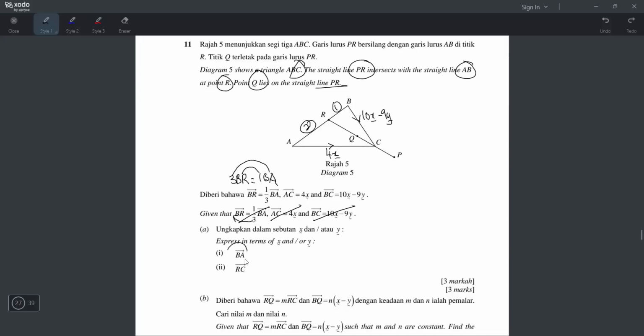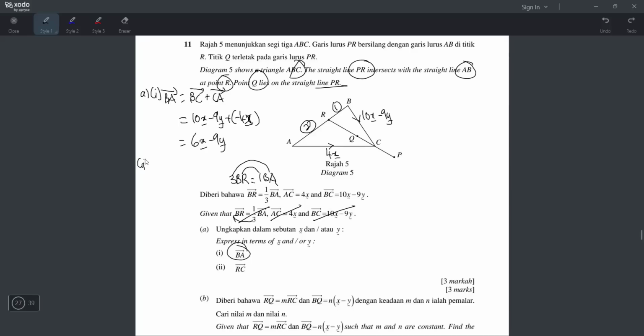Question A1, find BA. How do you find BA? You can go BC, CA. BC plus CA, because I already have BC and CA. What is BC? 10x minus 9y. I don't have to change the sign because the direction is already B to C. But for CA I have to change the sign because the 4x is from A to C. I want C to A, so it will be negative 4x. x with x can be combined, y with y can be combined. So 10x minus 4x is 6x, and y minus 9y. So 6x minus 9y is the answer.